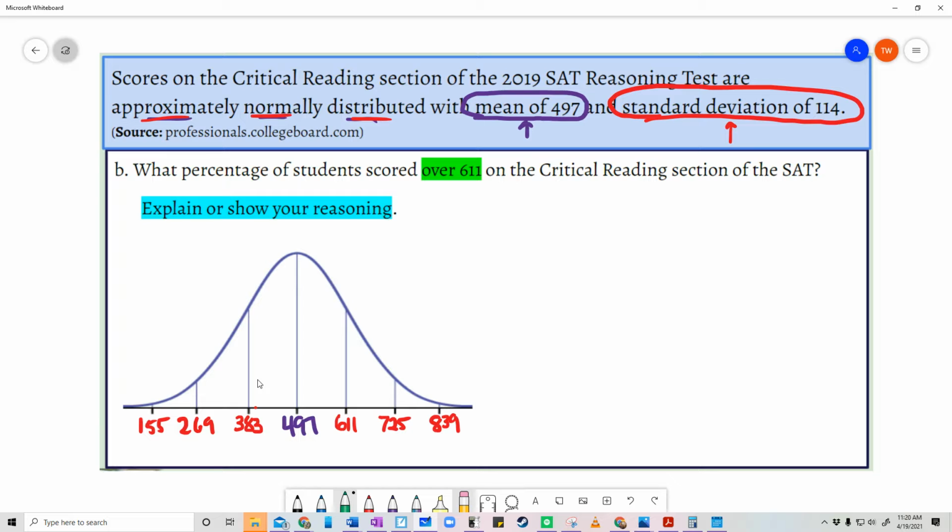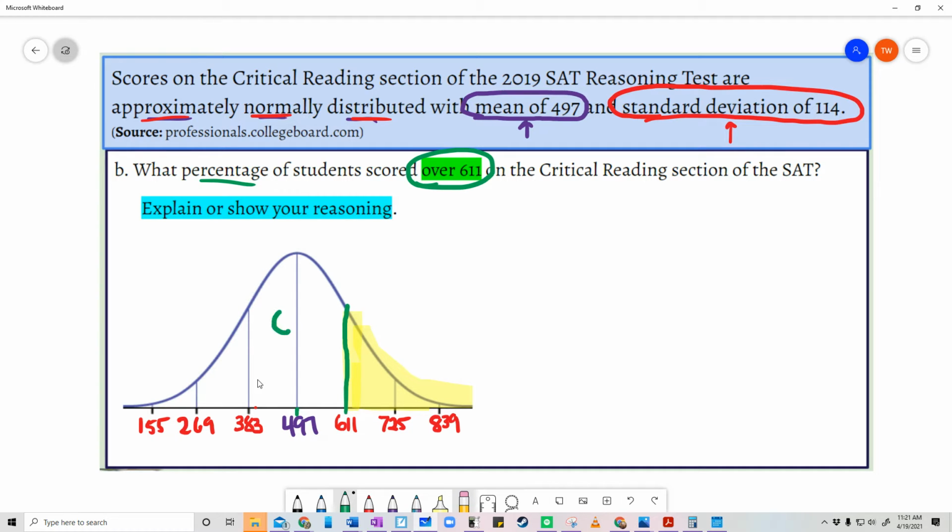From here, I want to answer my question, what percent of students scored over 611 on the critical reading section of the SAT? So we're concerned with, what percent of kids scored 611 or higher? So what I notice is, if I start at the mean, 611 is 1 above the mean.